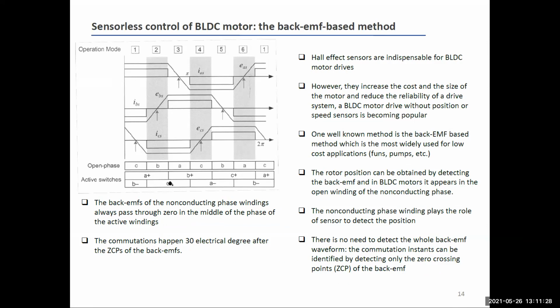So basically, if you look at the back EMF of the not activated phase, you have just to look not at the entire evolution in time, but just to recognize when the back EMF crosses zero. When it crosses zero, you have to know that 30 electrical degrees after, you have to change operating mode. So you can use this technique to get information about the position of the rotor at which you have to change the phase without using Hall effect sensors.